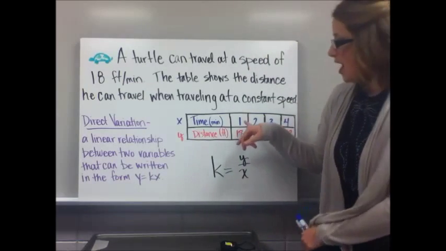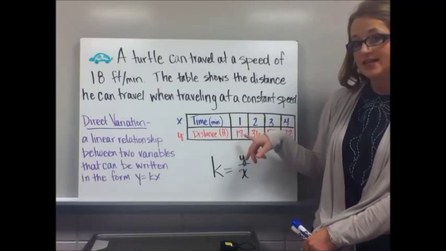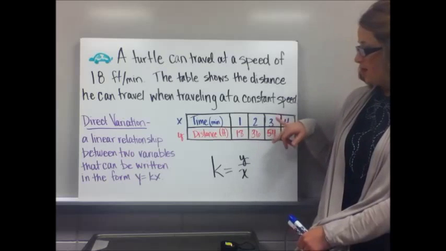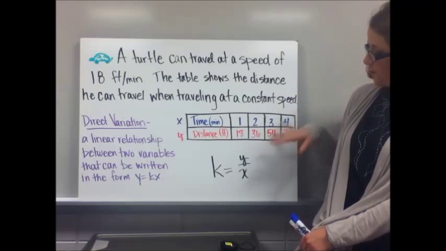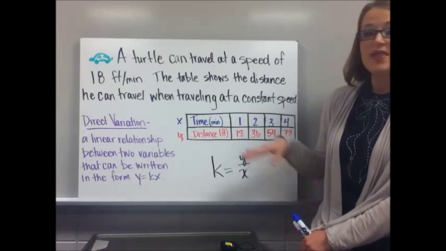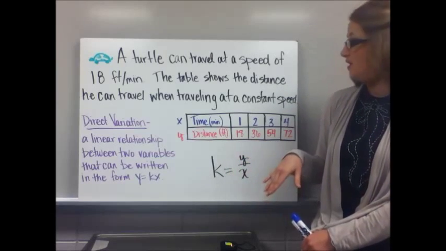So based on the table, after 1 minute, he will have traveled 18 feet. At 2 minutes, he'll have traveled 36 feet. At 3 minutes, he will have traveled 54 feet. And at 4 minutes, he will have traveled 72 feet. This is an example of direct variation.